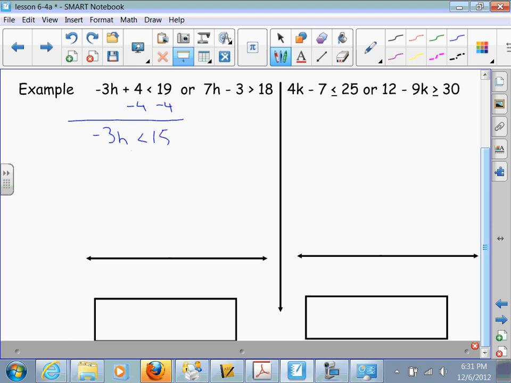And now I just have to divide both sides by negative 3. What do we do when we divide by a negative? We flip that symbol. So I got a greater than symbol now, and now I have h is greater than negative 5. This is one of my inequalities.